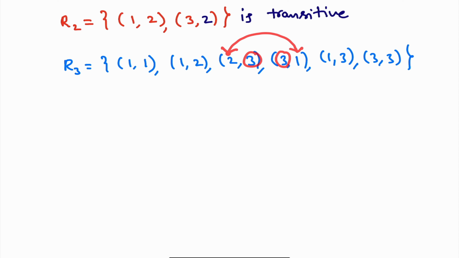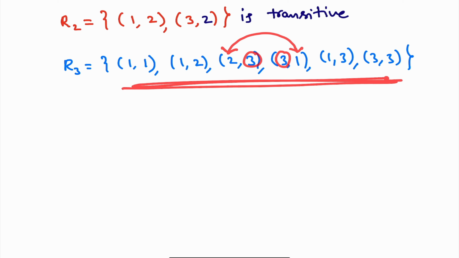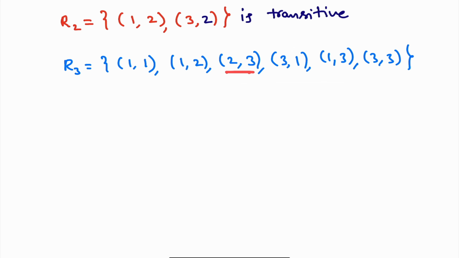X comma z is 2 comma 1. Is 2 comma 1 there in this relation? No. So here you can stop and say that this relation is not transitive. Please catch the point. When checking for transitivity, you need to check every such pair of ordered pairs. As we identified one ordered pair x comma y, y comma z where x comma z does not belong to this relation, we say that this relation is not transitive. So R3 is not transitive.